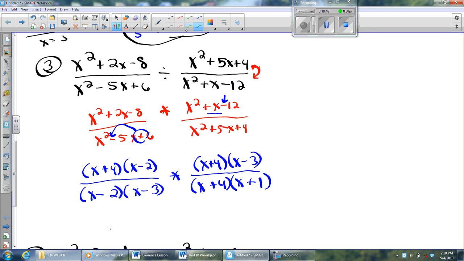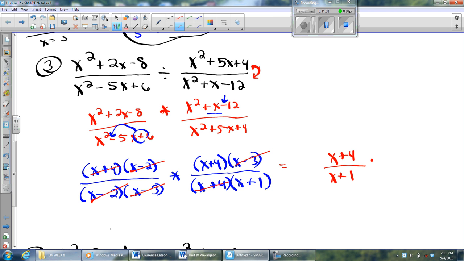All right, now I'm ready to do my canceling. I can go x plus 4, x plus 4, x minus 2, gone. Let's see here, x minus 3, x minus 3. I don't see anything else that'll cancel. I combine my numerator to get x plus 4. My denominators give me x plus 1.